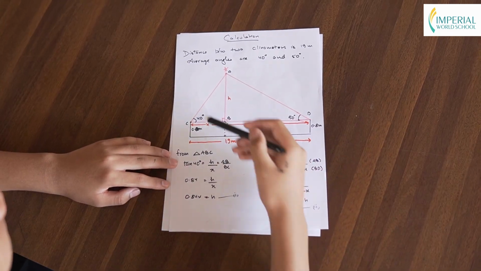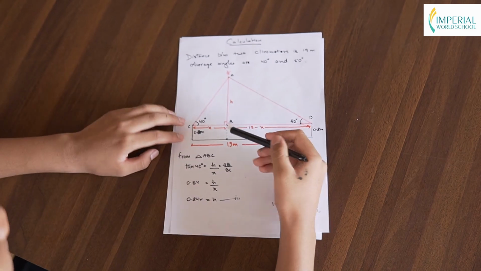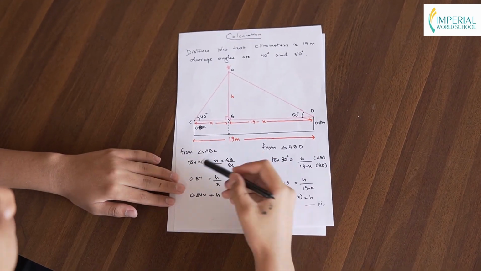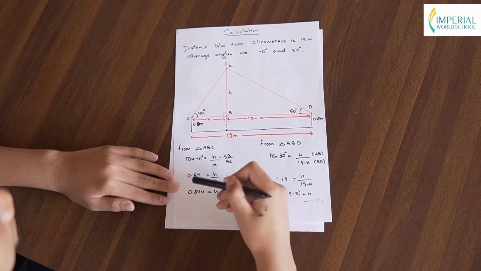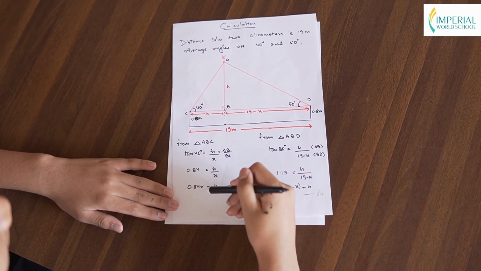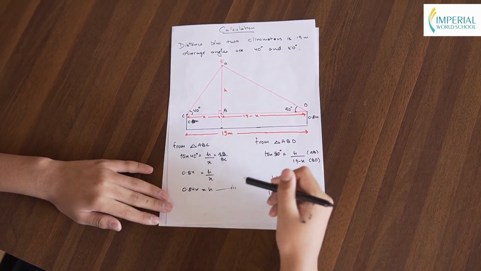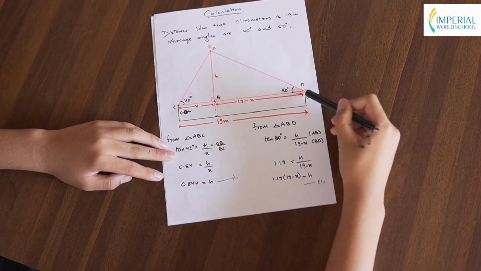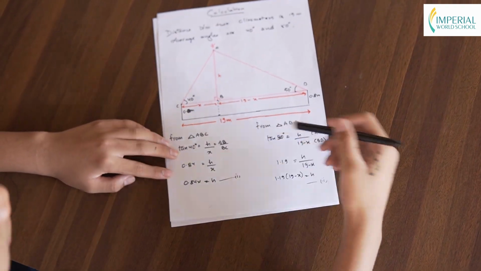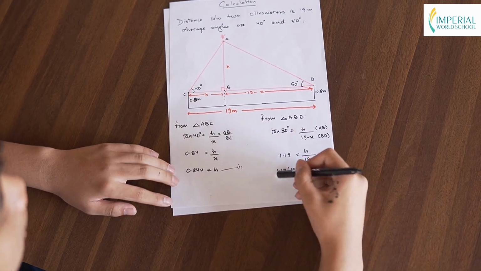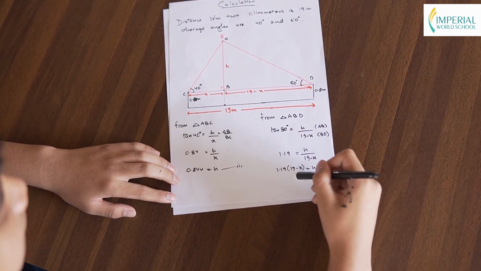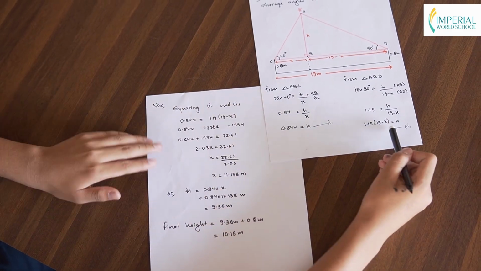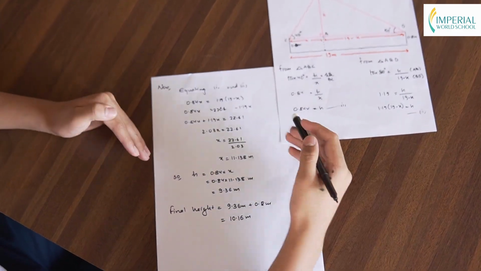Now from triangle ABC, we can see that tan 40 degrees is equal to h by x, and we know that tan 40 degrees is equal to 0.84. After calculating, we will get h is equal to 0.84x. Now from triangle ABD, we can see that tan 50 is equal to h by 19 minus x. After calculating, it will be h equals 1.91 into 19 minus x. After doing this, we got equation 1 and equation 2. Now we will be equating equation 1 and equation 2.